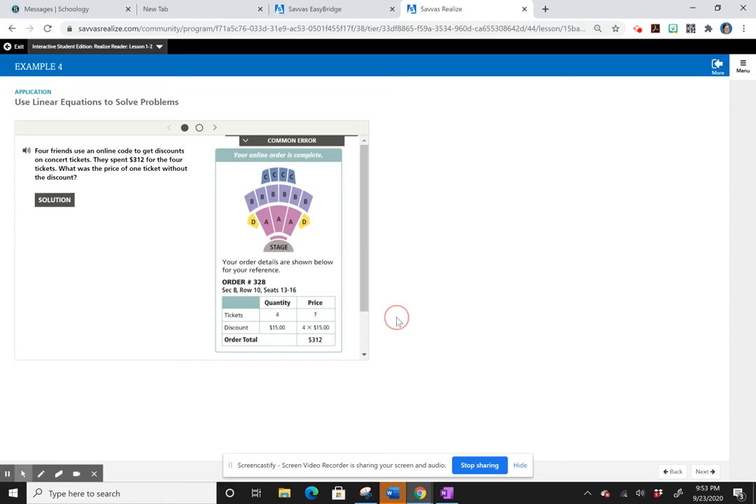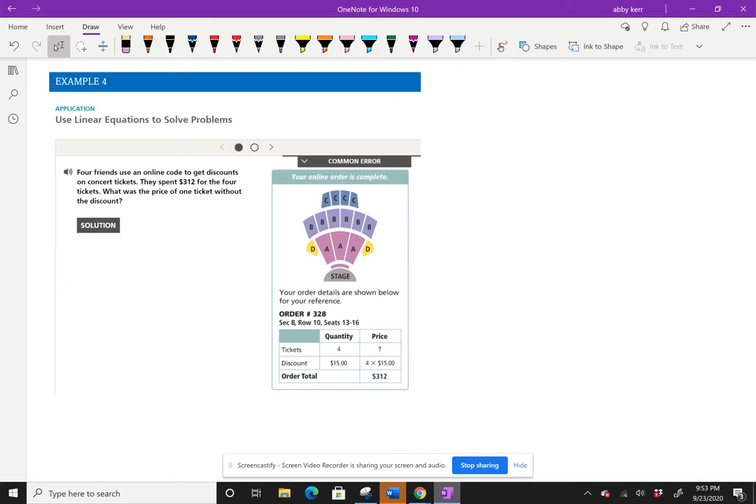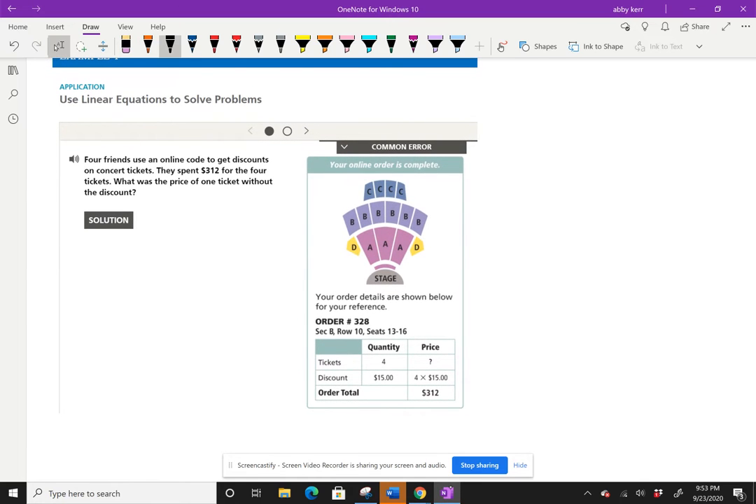They spend $312 for the 4 tickets. They want to know the price of one ticket without the discount. So, I'm just switching over my screen so I can actually show you and write to you. I recommend still using the GUESS method. Want to write what's given. So, we know that there's discounts. We know that they spent $312. So that means the total was $312.